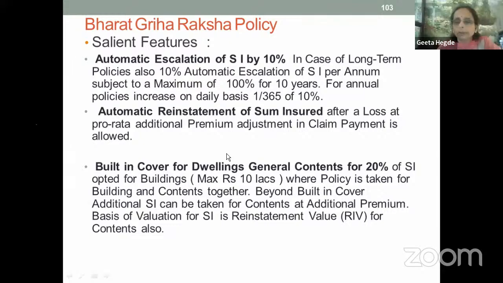You have to take it as the building sum insured is not reduced, but in case of total loss, the limit will be the total sum insured. Okay.